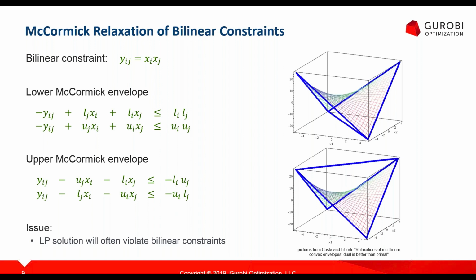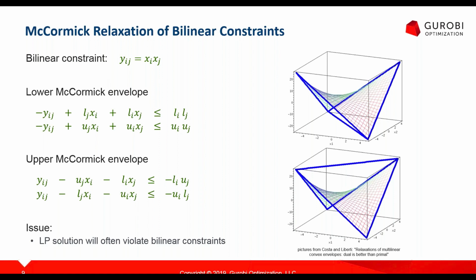And then the second set of constraints is the upper McCormick envelope, which are these other hyperplanes that you see here in the picture on the bottom. And now what you can see very clearly here is that what can happen and what will happen very often if you solve this LP relaxation is that you get an LP solution that is not on the surface, on the saddle surface here, but instead just inside this polyhedron that is given by these four constraints. And that means that such a bilinear constraint will often be violated by the current LP solution.